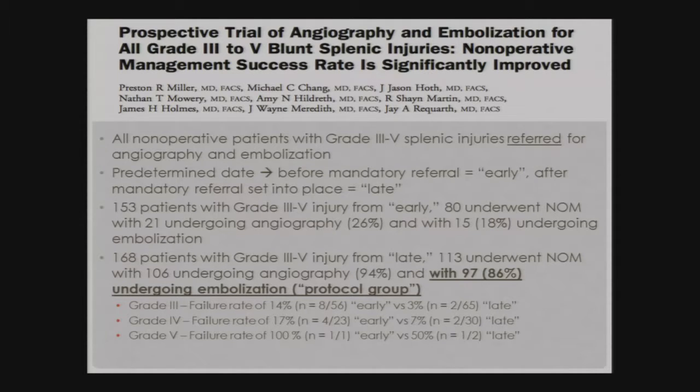So when you compare the 2 groups, you see the failure rate in grade 3 is 14% in the early versus 3 in the late. And then grade 4, you have a failure rate of 17% versus 7 in the late. And then early, grade 5 is sort of, it should probably be tossed out altogether just because the N is so low, and it's 100% failure rate in the early and then 50% in the late.